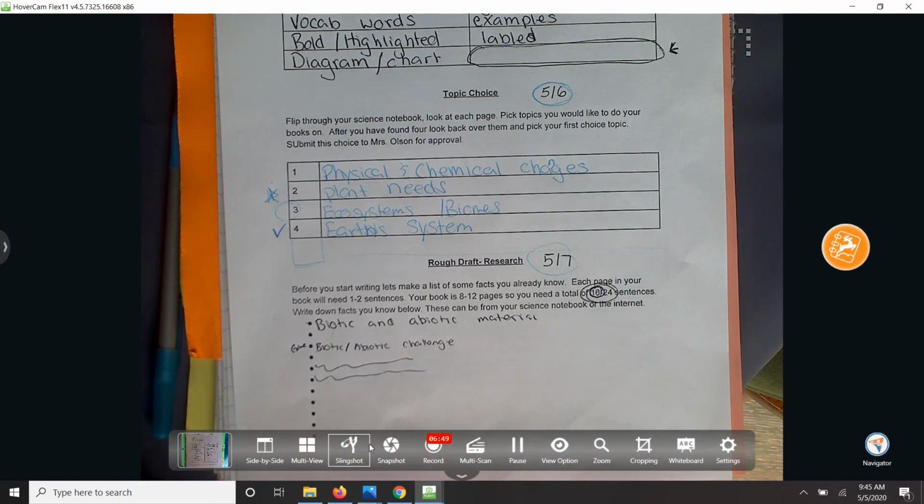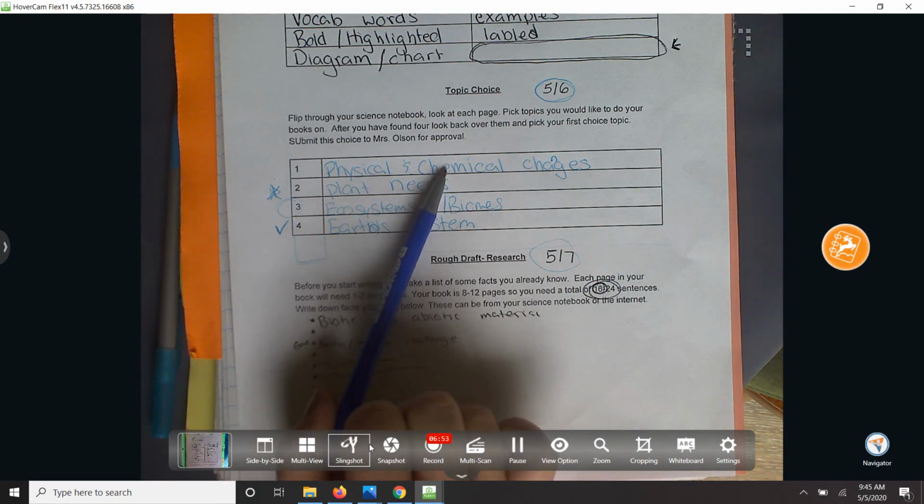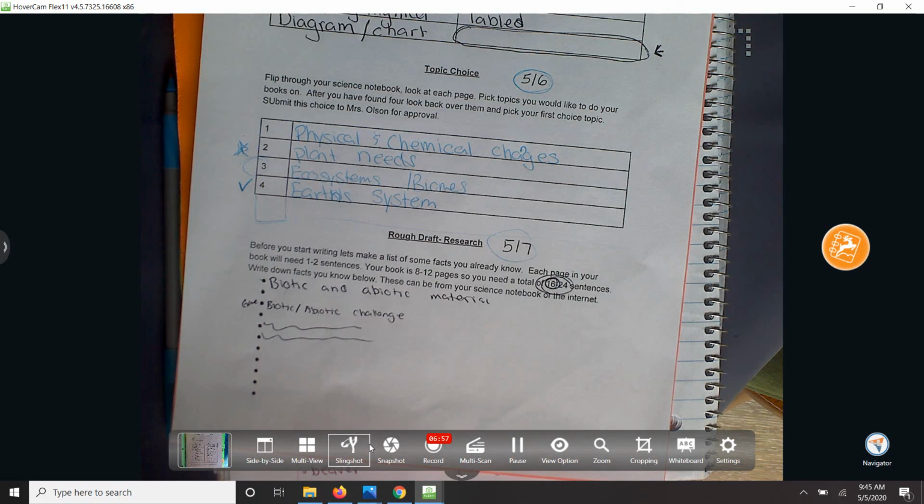Again, if you don't have a topic yet, you can't do this, so please make sure that you got your topic approved yesterday, and then you're going to be able to start researching. If you have any questions on research, if you get stuck or you need help, either email me or ask a question, and I'll see what I can do to help you find some good resources.